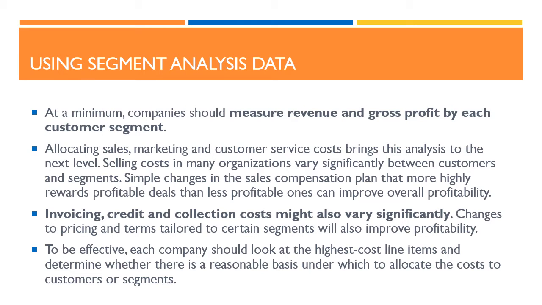Selling costs in many organizations vary significantly between customers and segments. Simple changes in the sales compensation plan that more highly rewards profitable deals than less profitable ones can improve overall profitability. Invoicing, credit and collection costs might also vary significantly. Changes to pricing and terms tailored to certain segments will also improve profitability. To be effective, each company should look at the highest cost line items and determine whether there is a reasonable basis under which to allocate the costs to customers or segments.